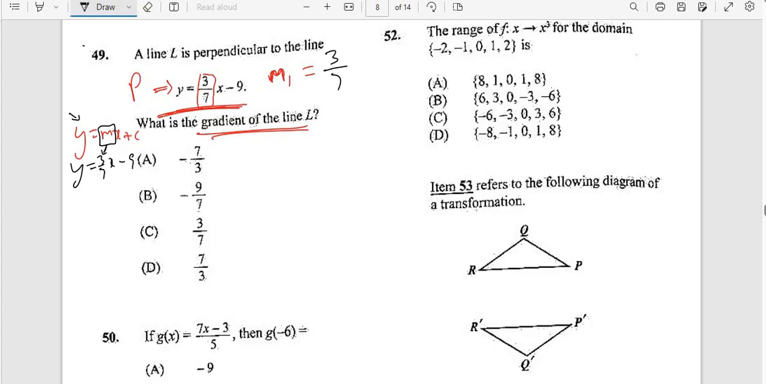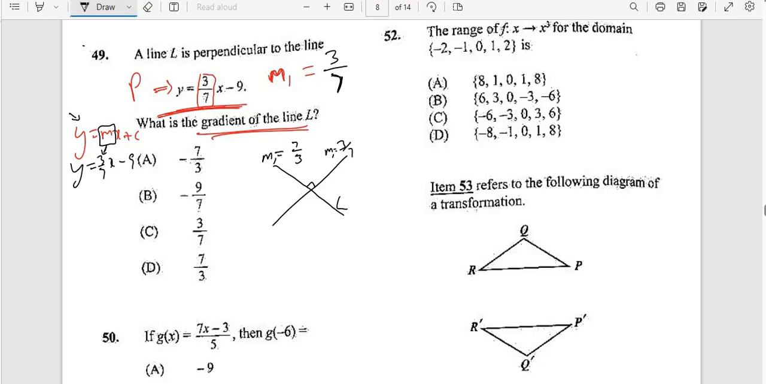So there's a line now that's perpendicular to this particular line that I describe as P. All it means is that you have two lines and they meet at 90 degrees. The gradient of one is 3/7. The gradient of the other must be what? Must be the negative reciprocal. So the gradient of this particular line that's perpendicular, this is line L, must be the negative reciprocal. If this is 3/7, this is going to be 7/3.